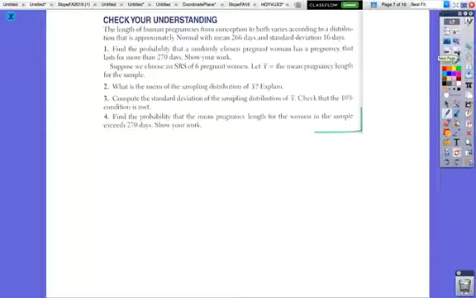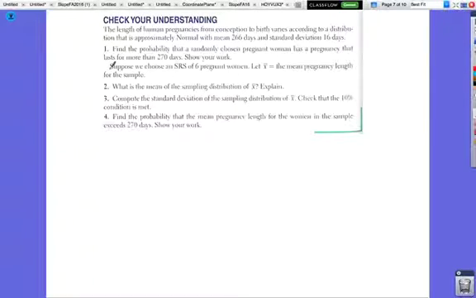So, check your understanding. The length of human pregnancies from conception to birth varies according to a distribution that is approximately normal, with a mean of 266 days and a standard deviation of 16 days. Number 1 asks us to find the probability that a randomly chosen pregnant woman has a pregnancy that lasts for more than 270 days. Show your work. It also asks us to suppose that we choose a simple random sample of 6 pregnant women, and we're going to let X bar equal the mean pregnancy length for the sample.